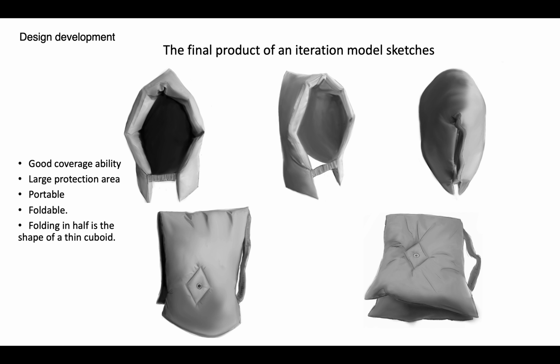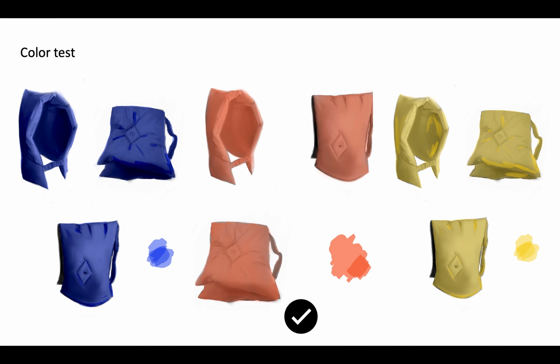Folded in half, it is the shape of a thin keyboard. I also added a belt to the design for easy access. Color choice for the design: I choose orange to render my design. Orange represents rescue and first aid, and it is bright in a disaster, so it is also easy to find.